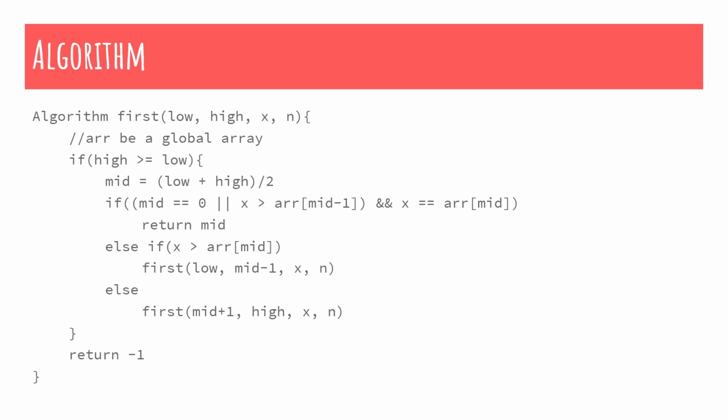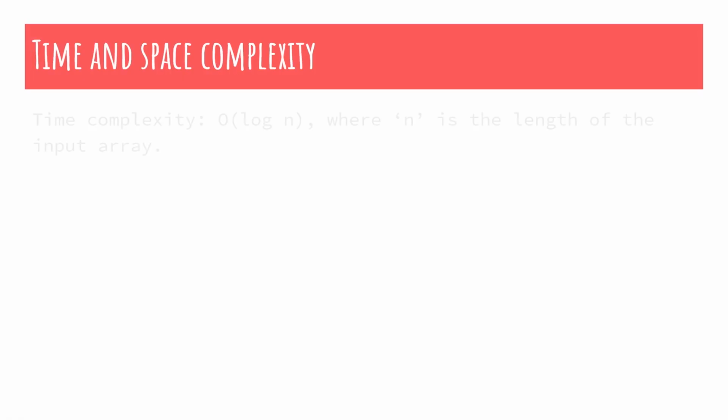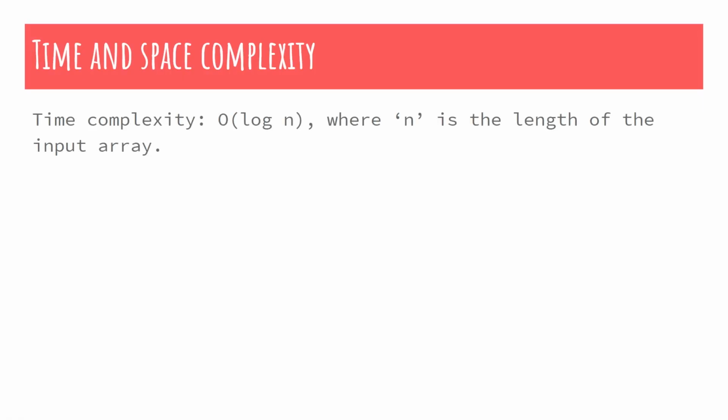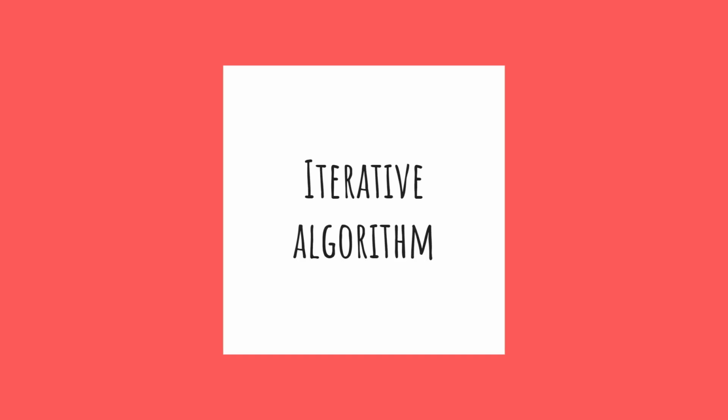First, let's look at the recursive algorithm. Let's assume array to be the global array. Then we divide the problem into subproblems to find the first index. If the element x is not found in the input array, we will return -1. We repeat almost the same procedure to find the last index. Time and space complexity of this algorithm is order of log n, where n is again the length of the input array. In case you are concerned about the storage space, you can opt for the iterative approach.